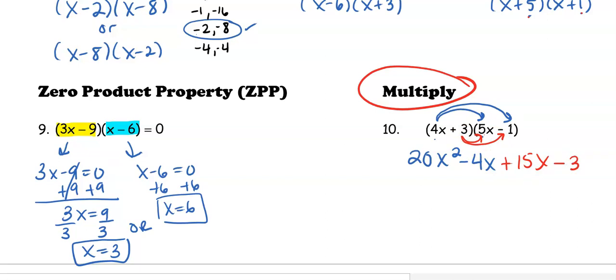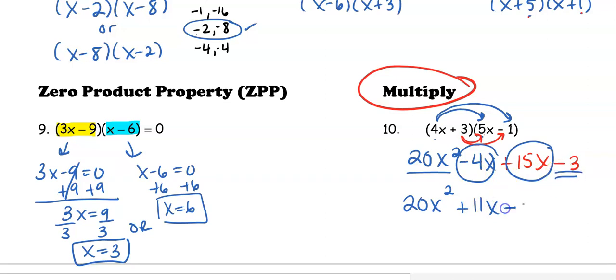Once you distribute the 4 to everything to the right and the 3 to everything to the right, then you combine your like terms. I only have the one x squared term, so that stays as is, 20x squared. Both my middle terms are just x's, so I can combine those. A -4 and a positive 15 is going to be a positive 11x. And then just your constant at -3.